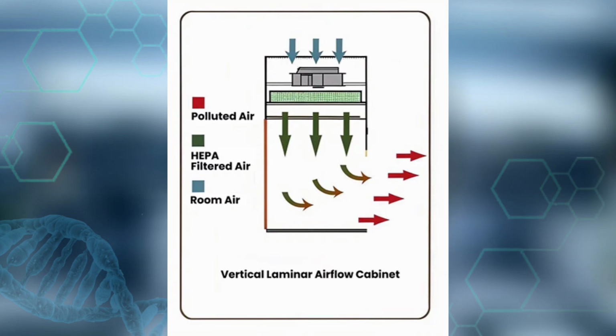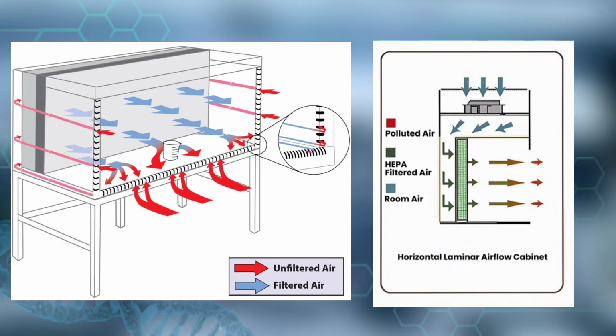The flow pattern of the vertical LFC is the following. Unfiltered air will enter the cabinet through the blower, pass through the HEPA filter, and the now clean air will enter the working area from the ceiling. The clean air then will move towards the operator and back to the environment. In the case of horizontal LFCs, the unfiltered air will be collected either from the top or the bottom depending on the location of the blower, pass through the HEPA filter located at the back of the cabinet, and then the filtered air will enter the working area and go back to the environment.